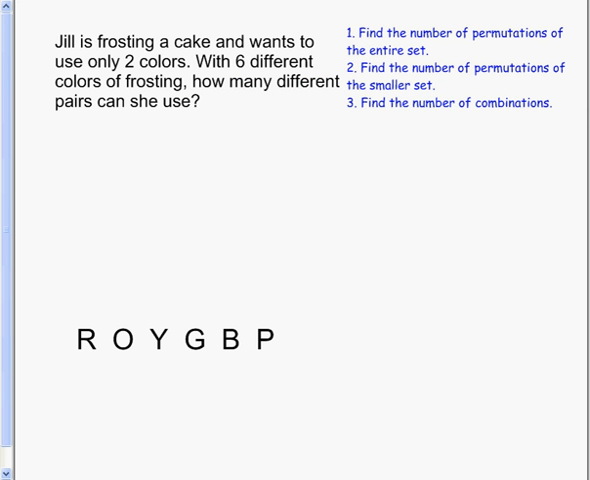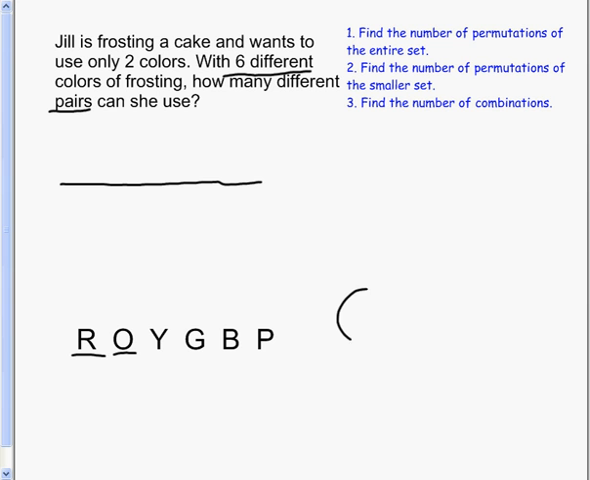An example of this would be: Jill is frosting a cake and wants to use only 2 colors. With 6 different colors of frosting, how many different pairs can she use? So the question we're asking is, how many different pairs of colors can we use? And why this is a combination is because the order of the colors doesn't matter. It's like picking a pair of people. If we have red and orange, this is why I have letters down here, that's going to be the same as having orange and red.